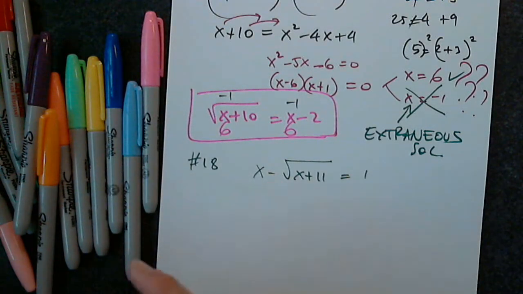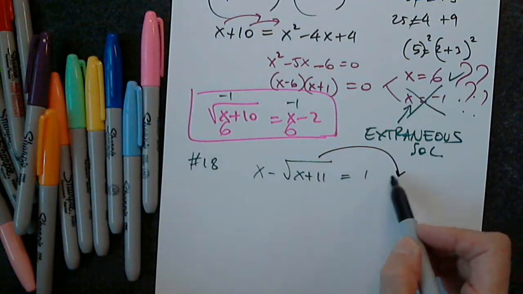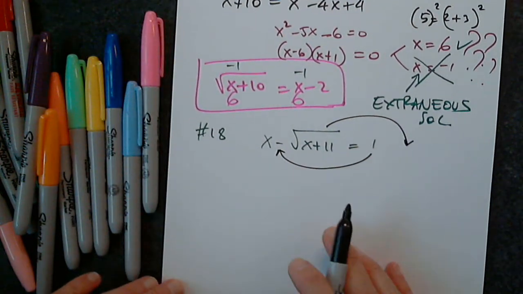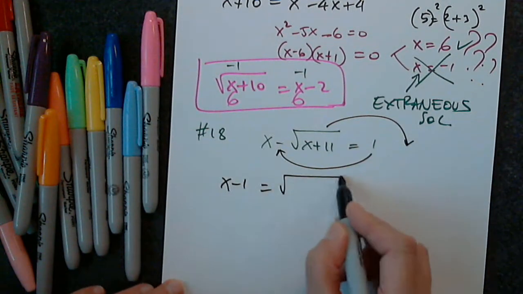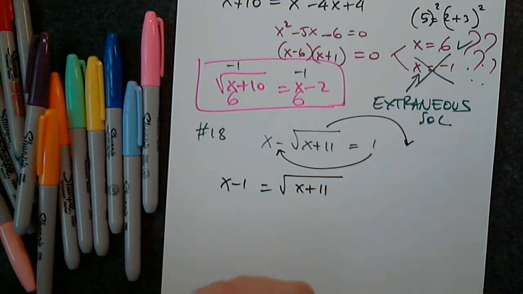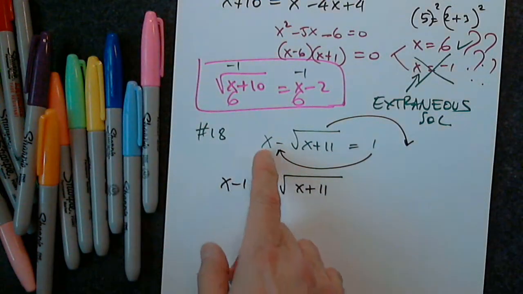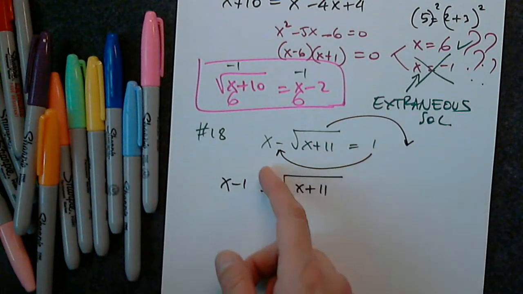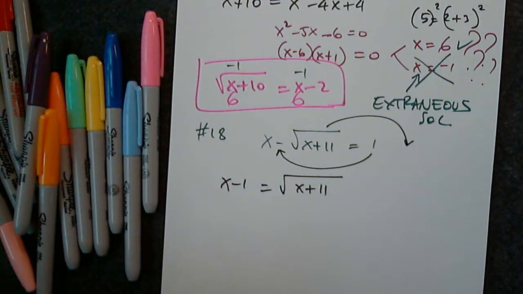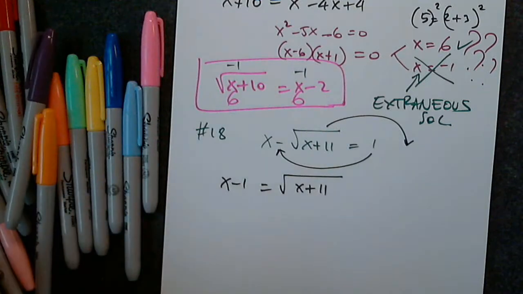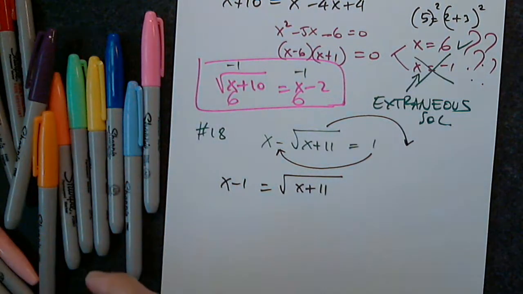I see a negative in front, so I would rather do this and write, yes, x minus 1 equals the square root of x plus 11. Is it wrong to move x to the other side instead and have negative the square root? No, it's the same thing. I just don't like having too many negatives, and especially starting with a negative. But it doesn't matter. The solution will be the same. The answer will be the same.